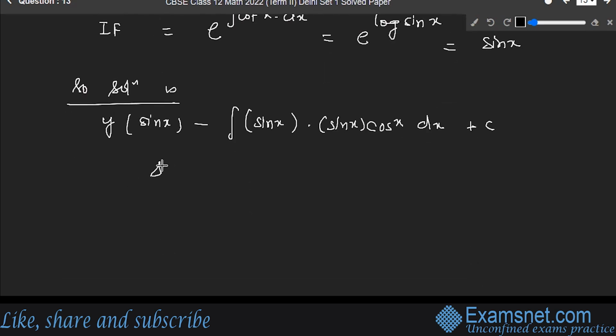If I put sine x is equal to t, so you have cos x dx is equal to dt. Now it is the integral of the right hand side.